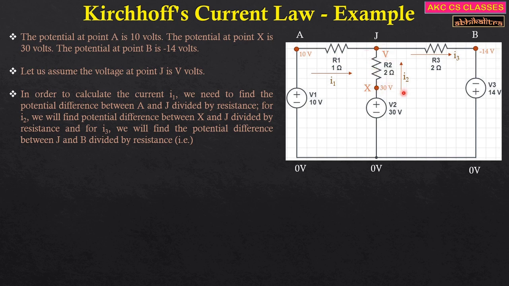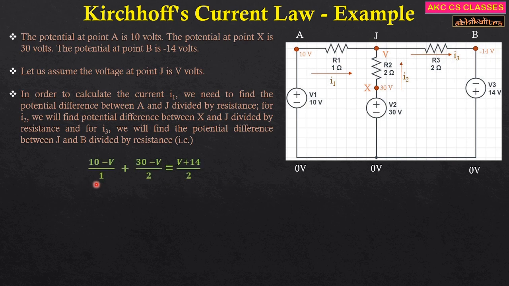Similarly, for X to J, again the direction of the current is from X to J, right? So the higher potential is at X and the lower potential is at point J. So it will be 30 minus V divided by 2. And when we take J and B, then again the direction of the current is from J to B. So obviously the potential drop will be calculated as V minus of minus 14, which is V plus 14, divided by 2 ohm, right? That is what we have done.